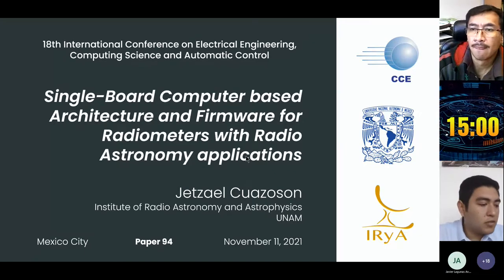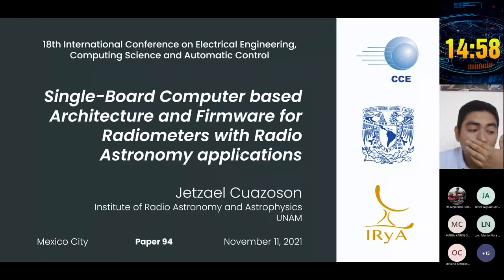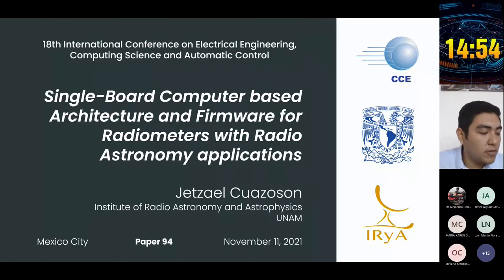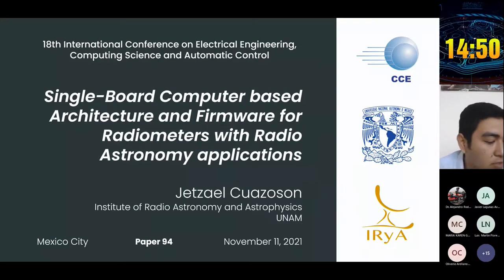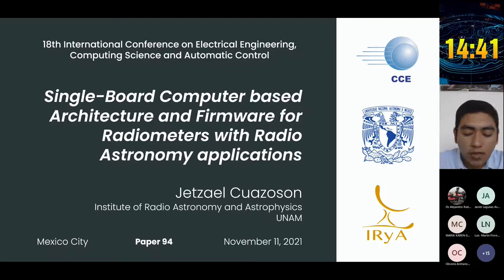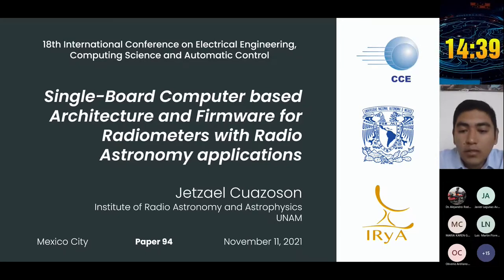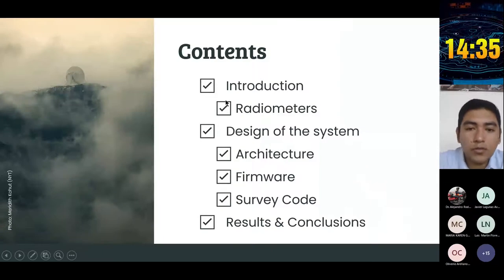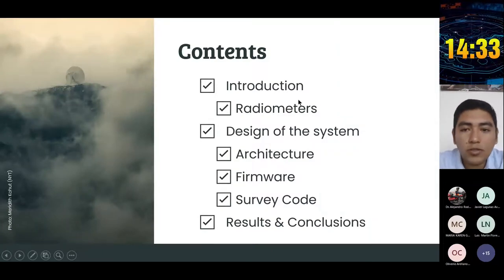Good morning to everyone. Today I'm going to talk to you about the electronic architecture of the main control stage, and I'm going to describe the use of peripherals, management, and firmware of a dual channel water vapor radiometer that we use in radio astronomy.